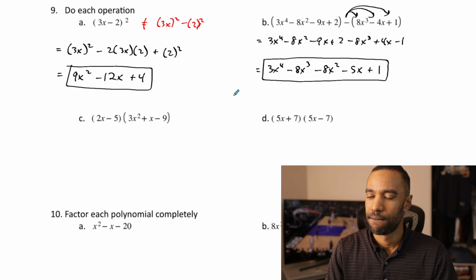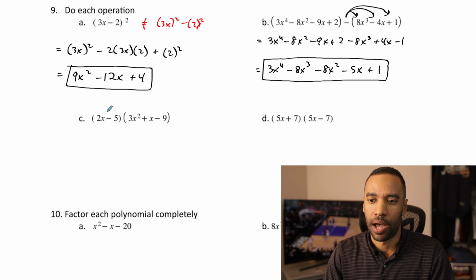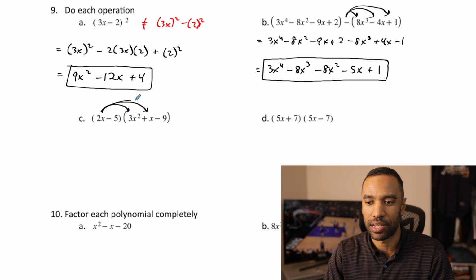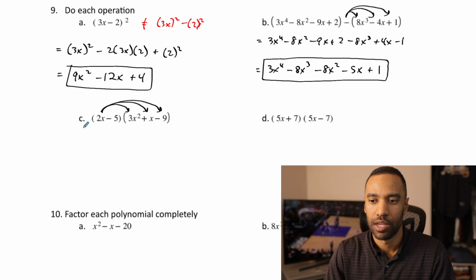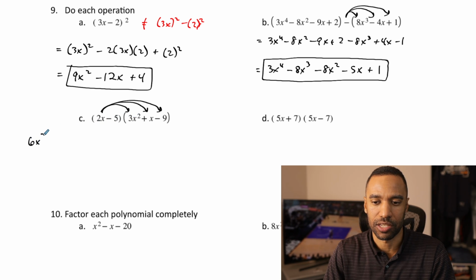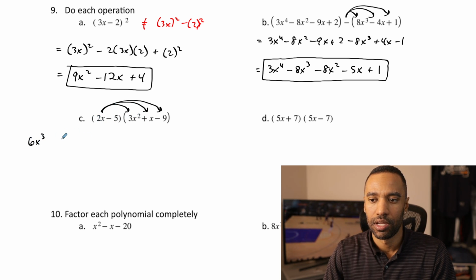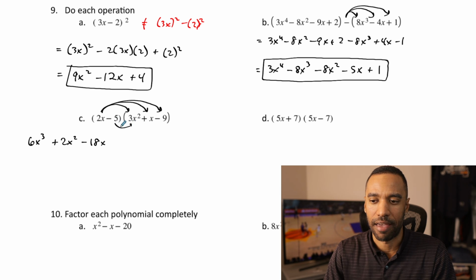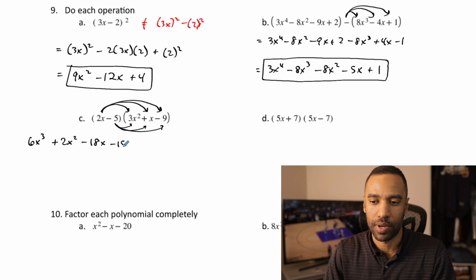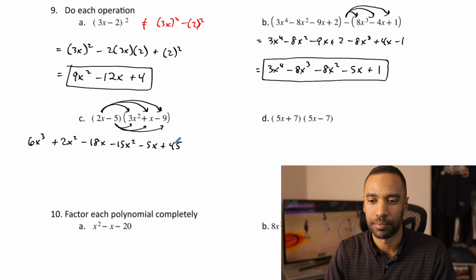Part C, we distribute. I can use that box method if you ever want to, but I'm going to distribute 2x into these 3 terms here. 2x times 3x squared is 6x cubed, not 6x squared. 2x times x is this guy. 2x times negative 9 is this guy. Now negative 5 distributes into these 3 here. Negative 5 times 3x squared. Negative 5 times x. Negative 5 times negative 9.